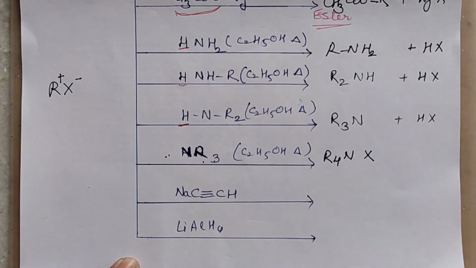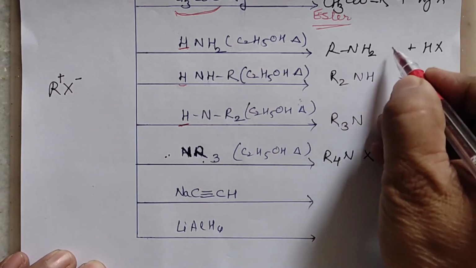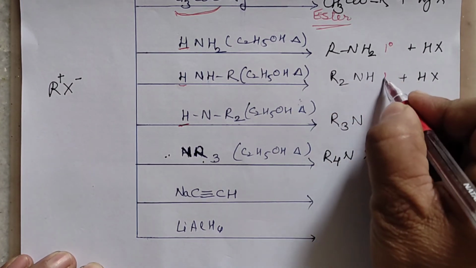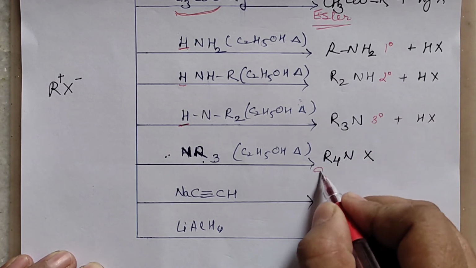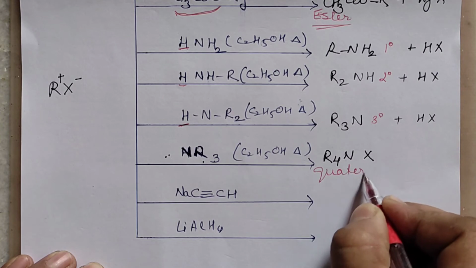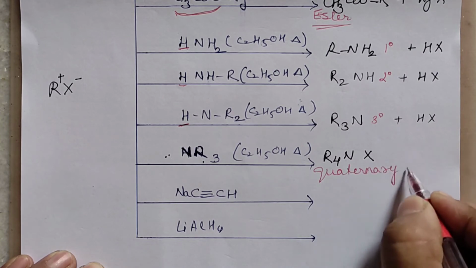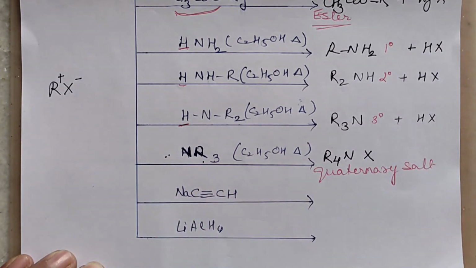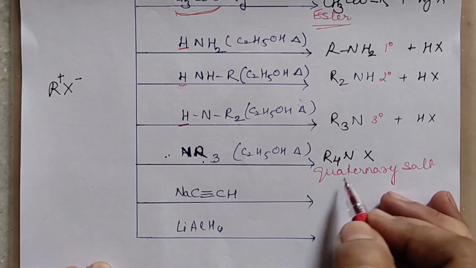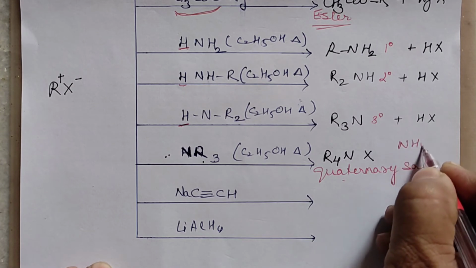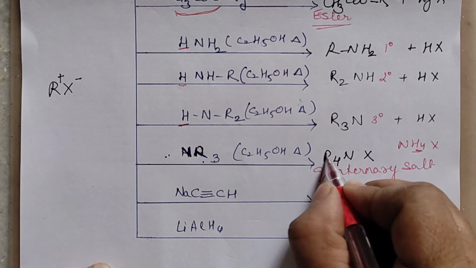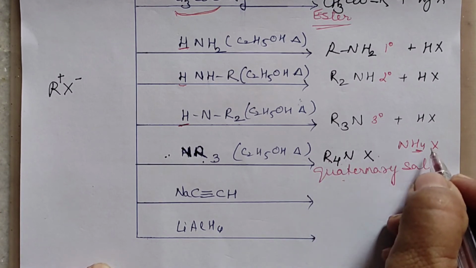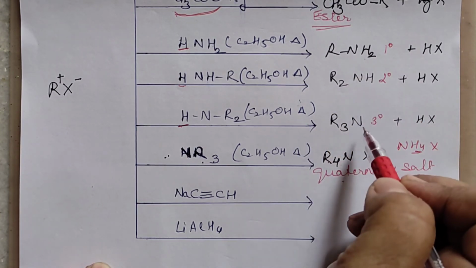That means, see what products you are getting. This is 1 degree amine. This is giving you 2 degree amine. This is giving you 3 degree amine. And the last one is a quaternary salt. Here nothing comes out as HX. There is no H attached to nitrogen. You just get a quaternary salt. It's something like NH4X, ammonium halide. So instead of all the H, you are having R. So R4NX.